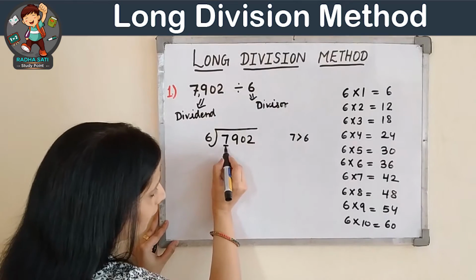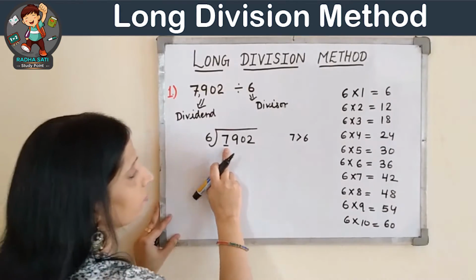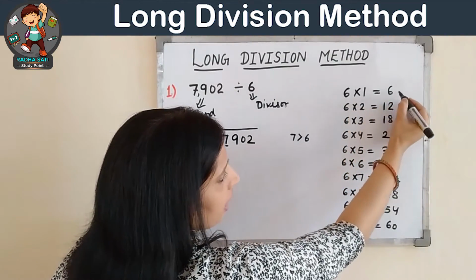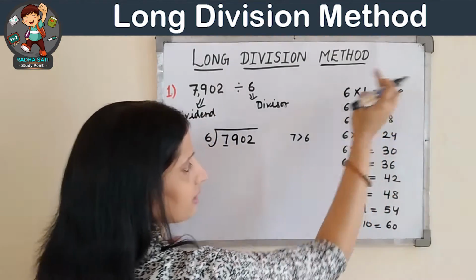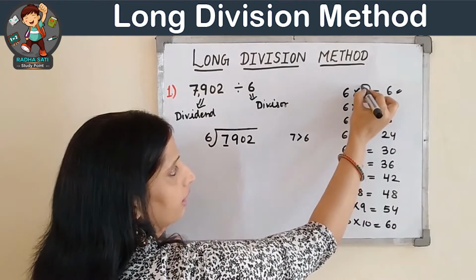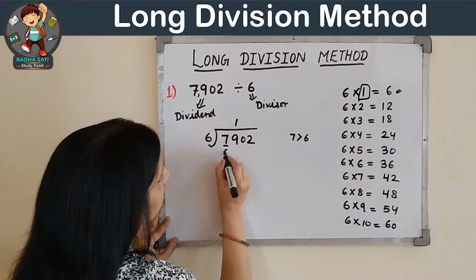Okay. So we will take the number which is just less than 7. So we will check in the table of 6. It is 6 1 ja 6 and 6 is less than 7. So it is coming in one time. So we will write 1 here and 6 here.